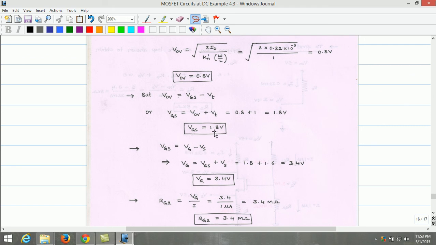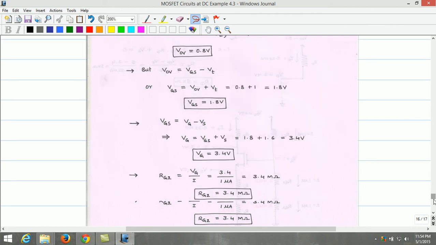Once we know gate source voltage, we can estimate the voltage at the gate with respect to ground. VGS equals VG minus VS. Therefore, VG equals VGS plus VS. VGS is 1.8 volt. VS is 1.6 volt. This gives us VG as 3.4 volt.